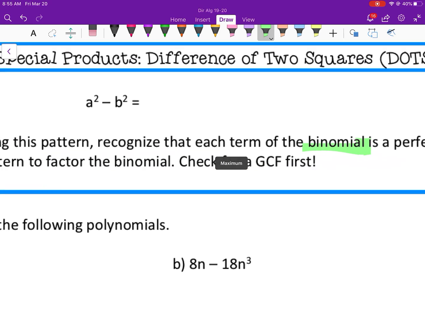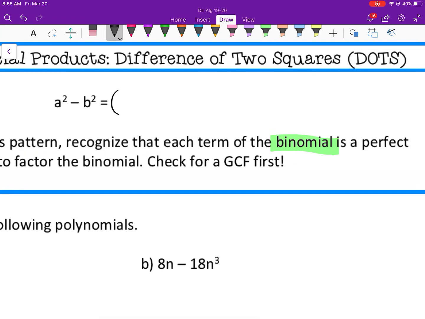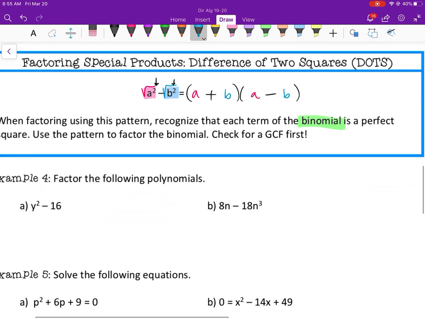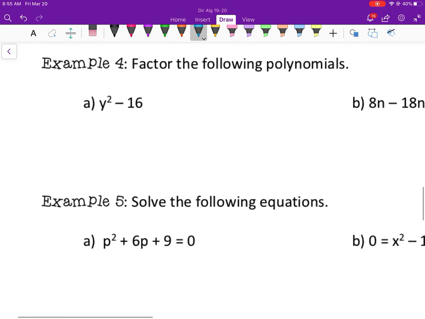Now, our other option, if we have 2 terms, is it might be the dots pattern. When you see that you have a binomial and it's going to be dots because you can square root both pieces, set up 2 parentheses right away. 1 is plus, 1 is minus. And then to find out what goes first, you're going to square root your first term. So whatever you get when you square root is going to go first. To find out what goes last, you're going to square root your last term. And that's going to go last in your parentheses. And then that's it. Your sets of parentheses almost look the exact same. You just have 1 that's plus, 1 that's minus.